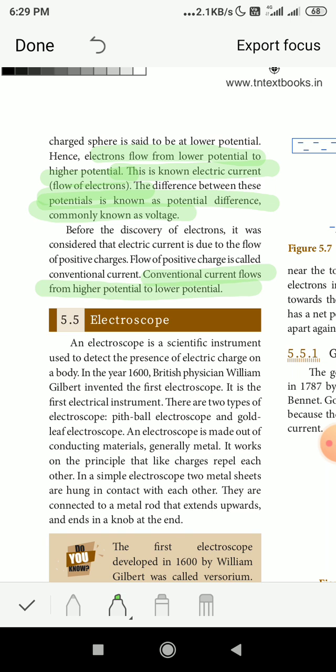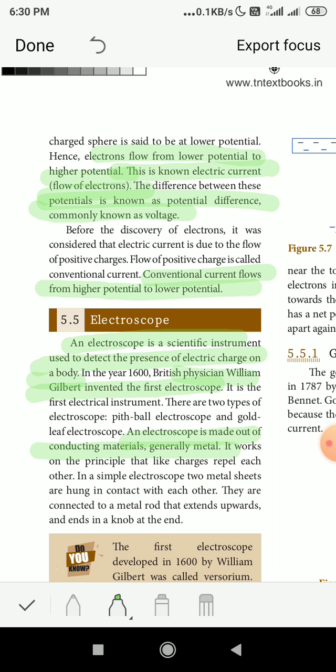Now, the next topic is the electroscope. An electroscope is a scientific instrument used to detect the presence of electric charge in a body. It is the first electrical instrument, and it was invented by a physician, William Gilbert. An electroscope is made out of conducting materials, generally metal. Materials which pass current are called conductors, or good conductors of electricity.